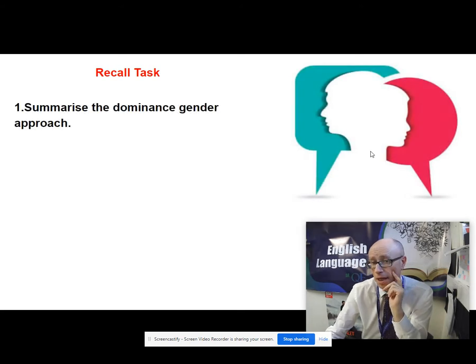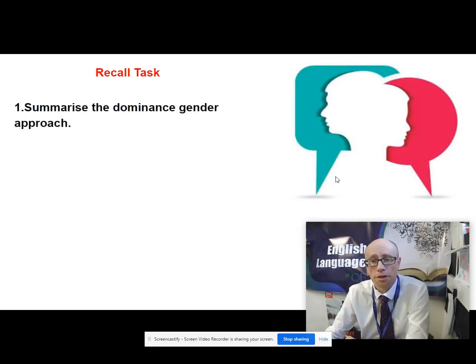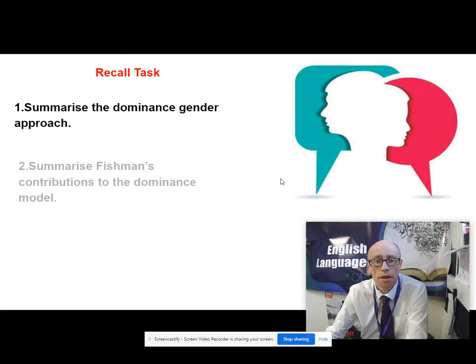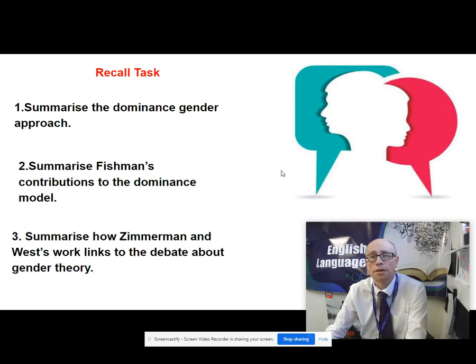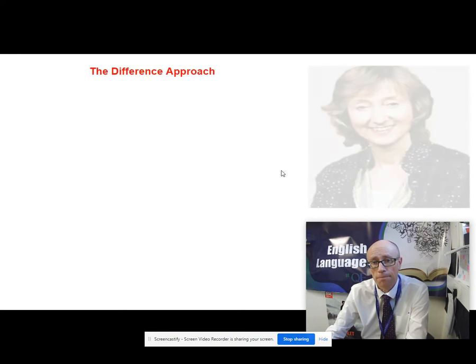Here's a recall task then. So far, summarise the dominance gender approach, summarise Fishman's contribution to the dominance model, and summarise how Zimmerman and West's works linked to the debates about gender theory.